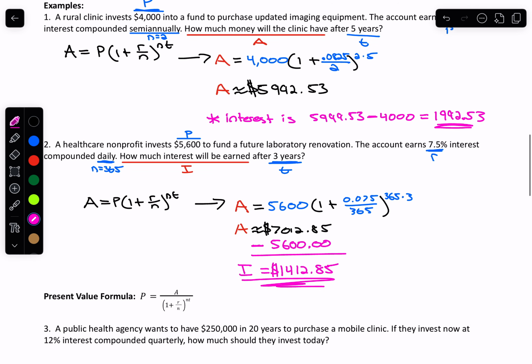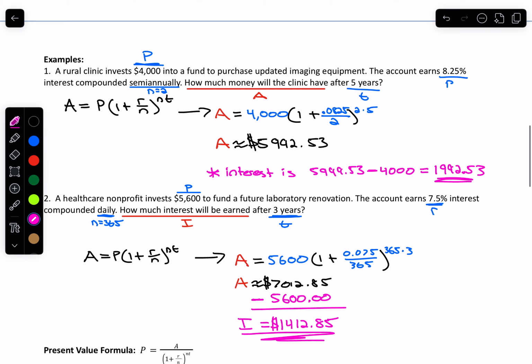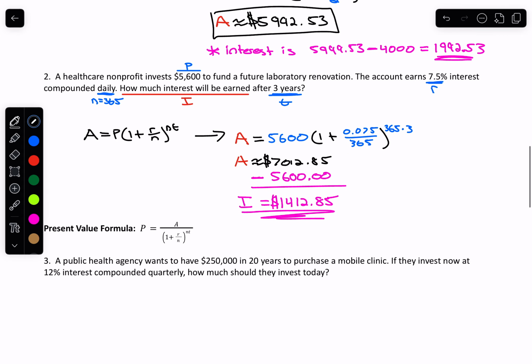I just want to clarify that on the previous question, our final answer was not the interest. The final answer was the amount of money at the end, because it was asking us how much money will the clinic have. So it's the total amount at the end. Whereas here, our answer is the amount of interest. And so I'm going to go ahead and put into a box this 1,412 number, because the question was specifically asking us how much interest was earned.